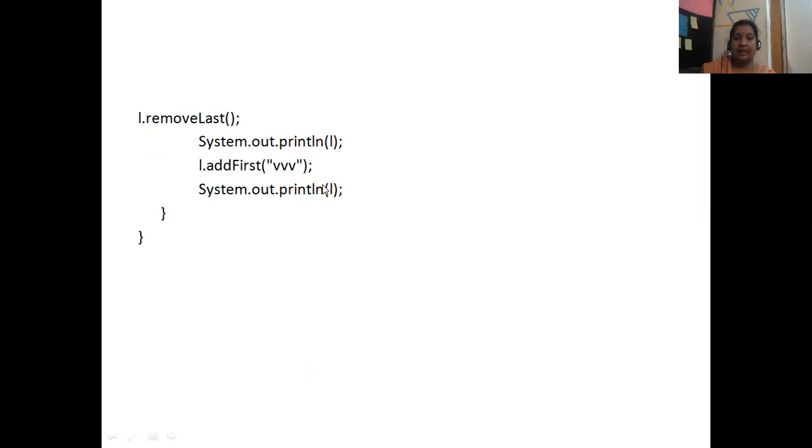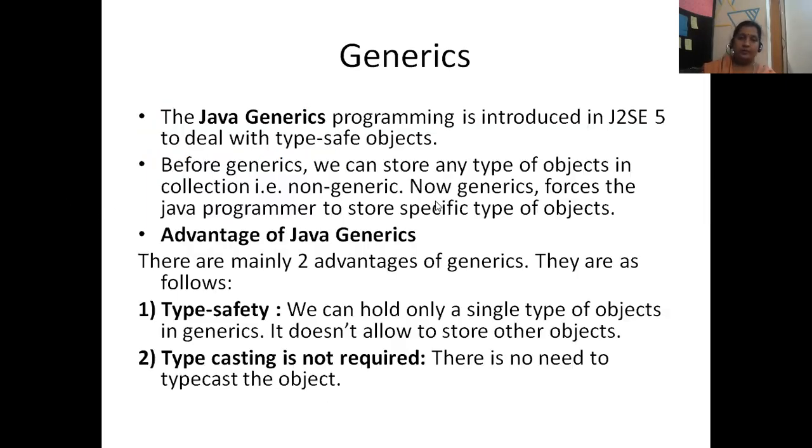So you are giving the add in the first one, means VVVV, remaining is the output. Okay, what is meant by this generic? J2SE 5, that means fifth edition, this type safe object. Already I told you, the point we discuss here.